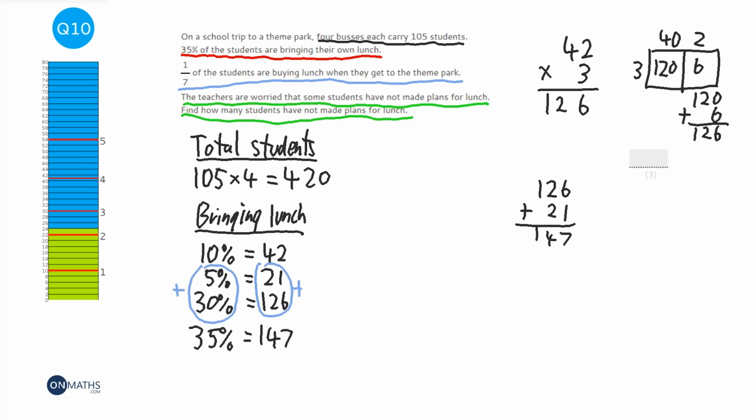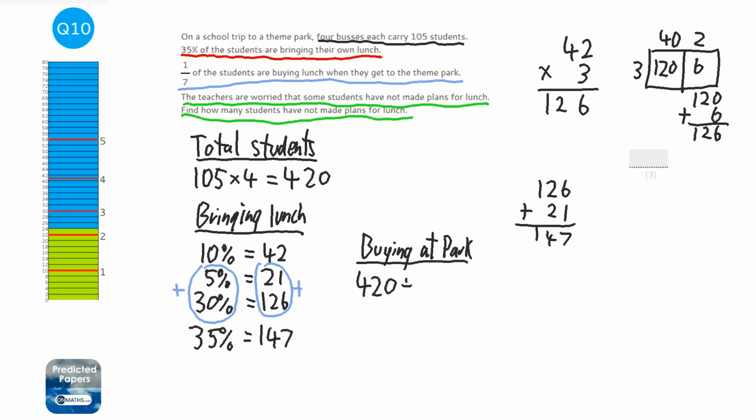Next, buying at the park. So students who are buying at the theme park, it says a seventh of the students. So to find a seventh, all we do is we get the amount of students, which is 420, and we just divide it by 7. And again, you can do this any way you feel comfortable doing, although this is a bit easy because 42 divided by 7 we know is going to be 6. So 7s into 4 don't go, so carry that on. 7s into 42 are 6, 7s into 0 are 0. So it's going to be 60.